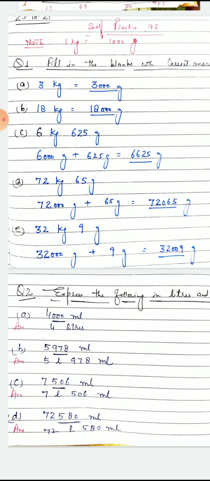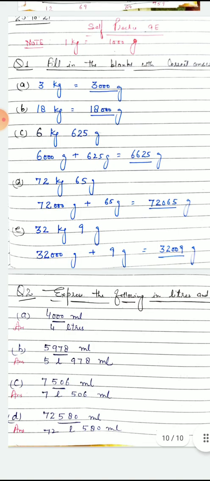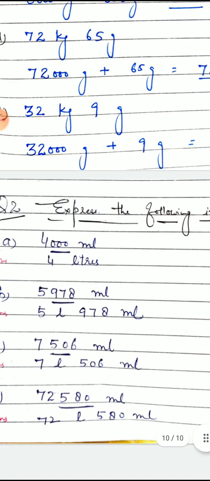Second number is 5978 milliliter. You know very well in 1 liter there are 1000 milliliters. So without dividing you can get the answer. Count 3 zeros, 3 digits from right to left side. These 3 numbers are milliliters and the remaining number is liter. This is the shortest way to solve these questions.